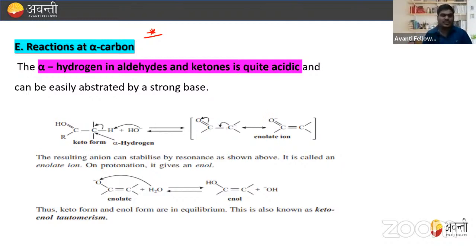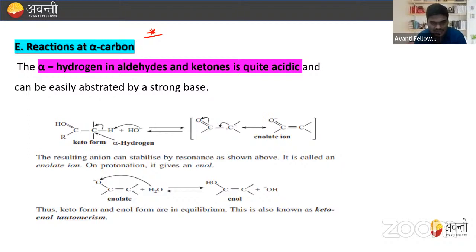For example, here we have the keto form, with an R group, a C=O, and an H. This is the alpha hydrogen. This is the keto form, right? This is called the alpha hydrogen. We can also write this structure. So this alpha hydrogen can easily be extracted by strong bases.